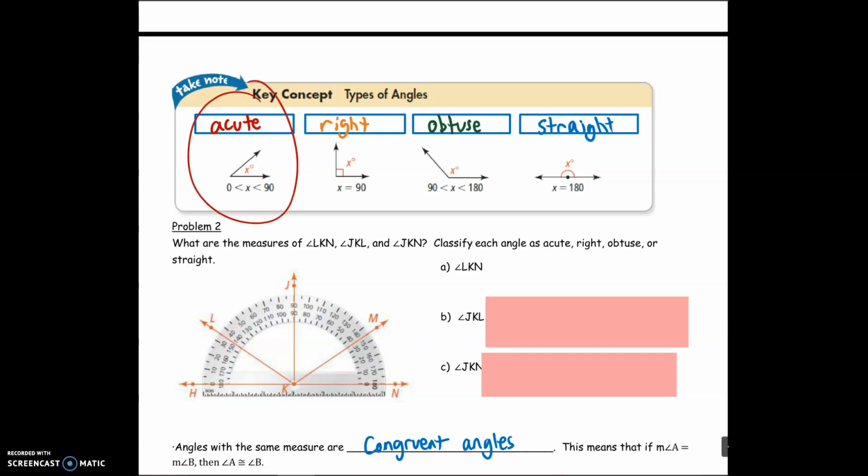Acute angle is going to be anything that measures between 0 and 90 degrees. Think of them as basically your smaller angles. A right angle is exactly 90 degrees, and no more, no less. Obtuse angles are between 90 and 180 degrees. We usually think of these as our larger angles.